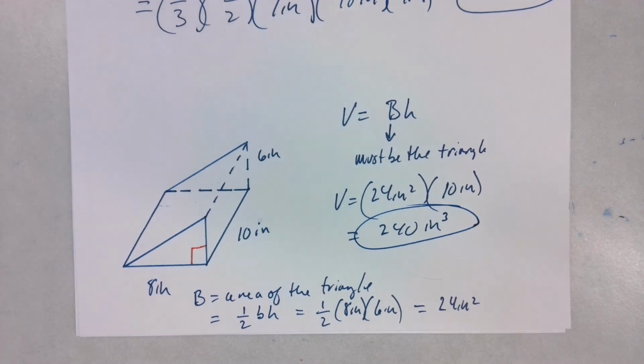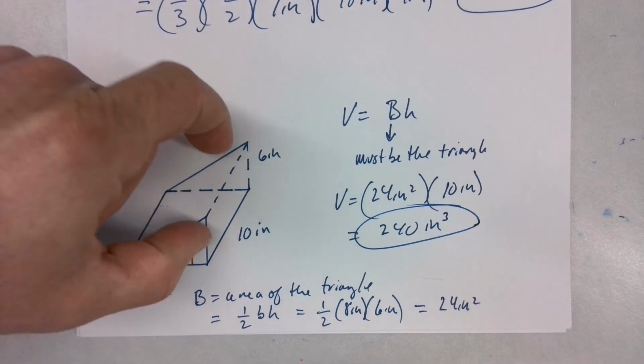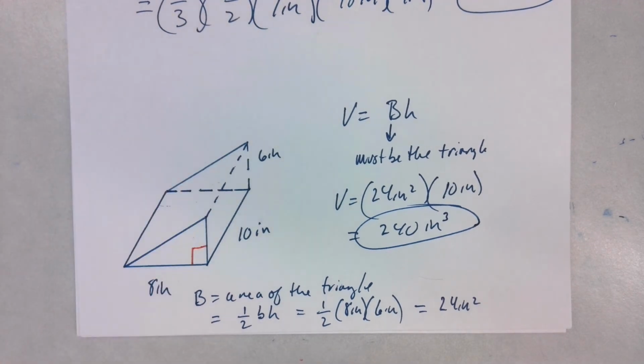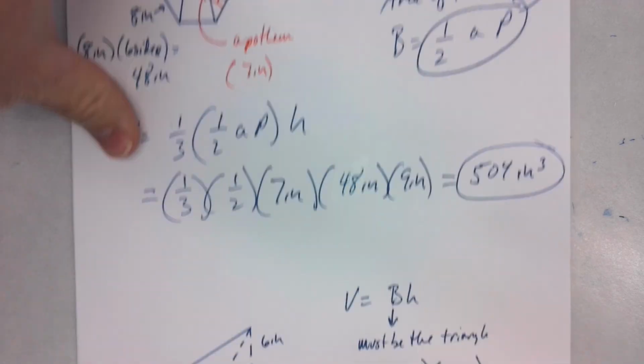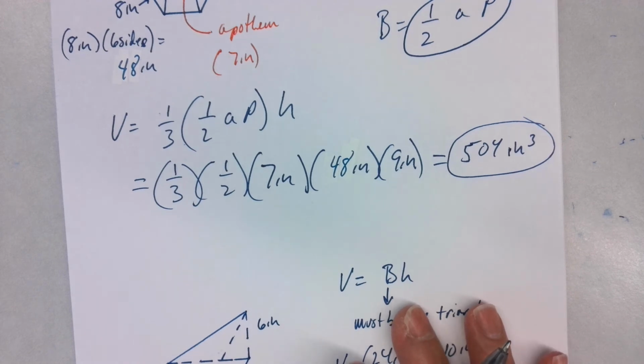Okay? So anytime you see a triangle, you've got to envision that your bases are the two identical triangles. Okay, you can't do it the other way. Does that make any sense? Yeah. Alrighty.